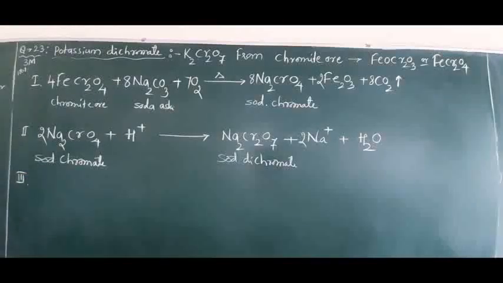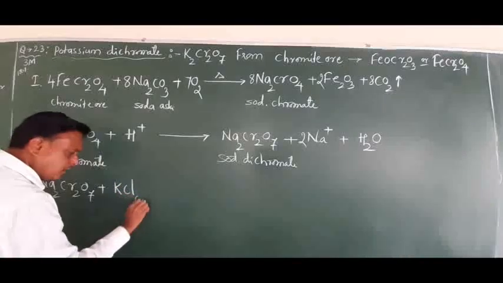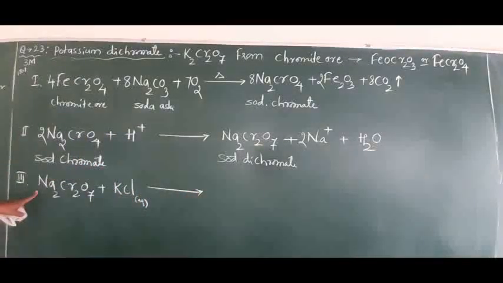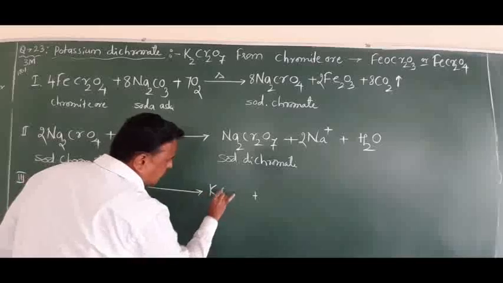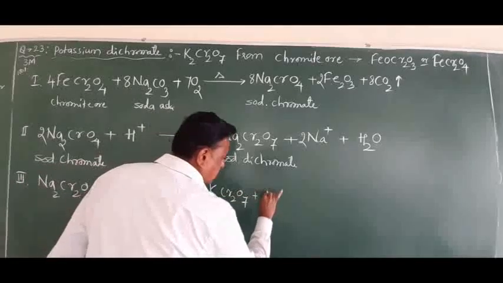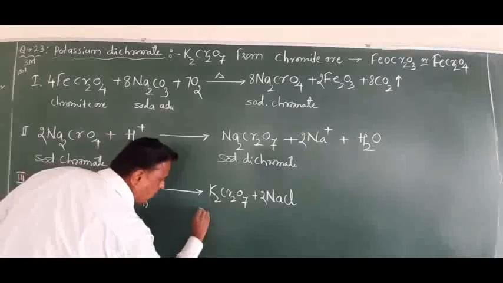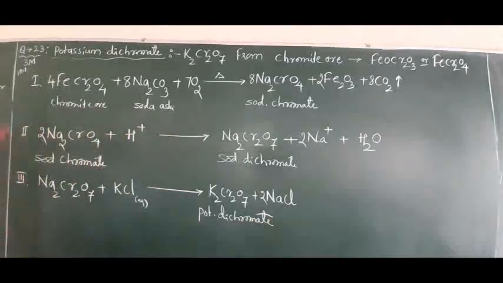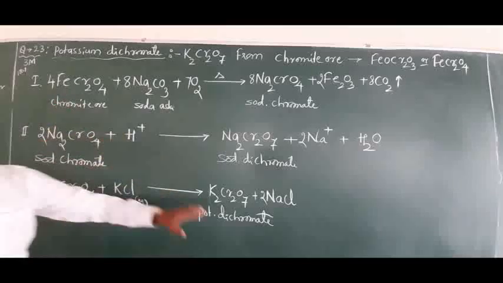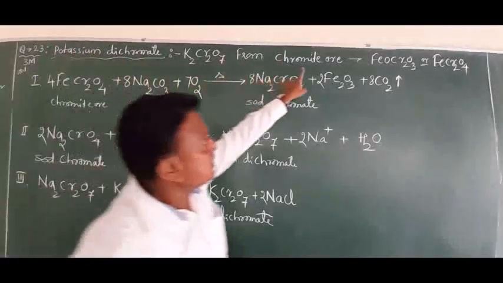Now in the third step, sodium dichromate, Na2Cr2O7, is treated with an aqueous solution of potassium chloride, KCl. Sodium dichromate is treated with potassium chloride to form the compound K2Cr2O7 and release sodium chloride, two moles. This is your final product, potassium dichromate. Yes, chromite ore is converted into potassium dichromate. These are the three-step reactions involved in the manufacture of potassium dichromate using chromite ore.